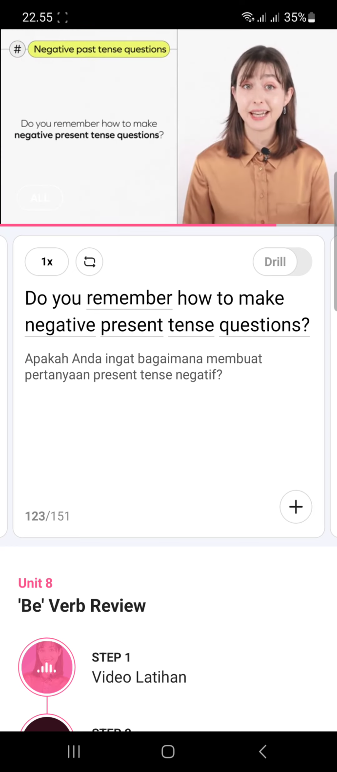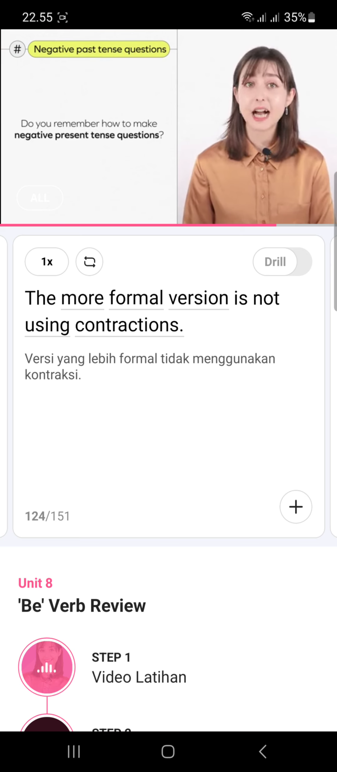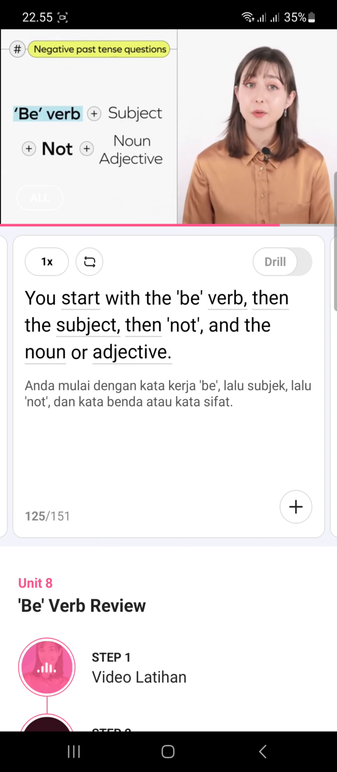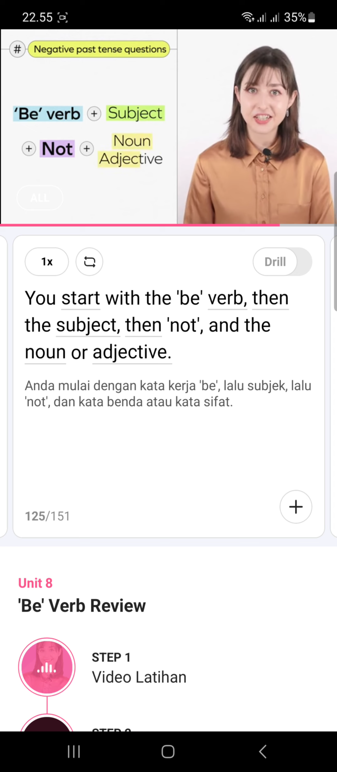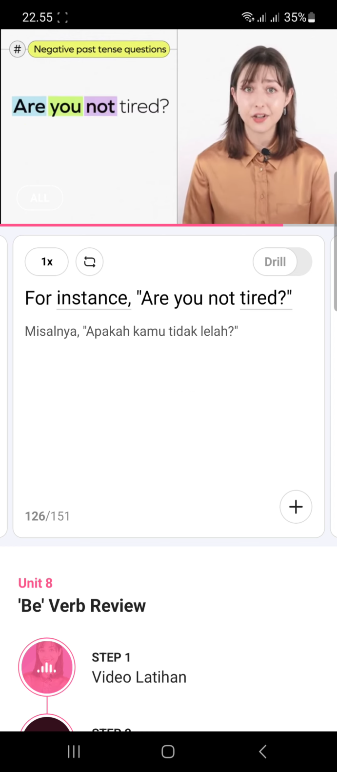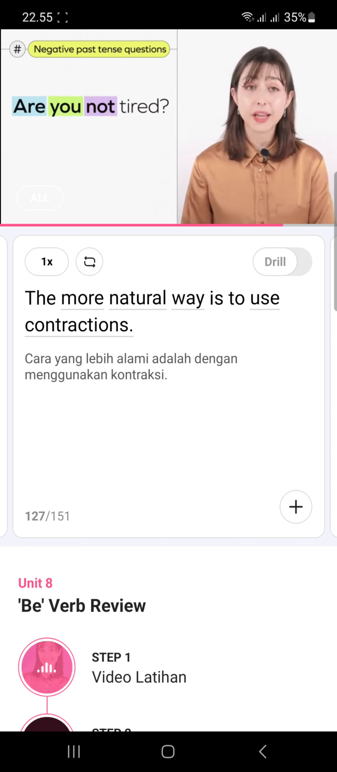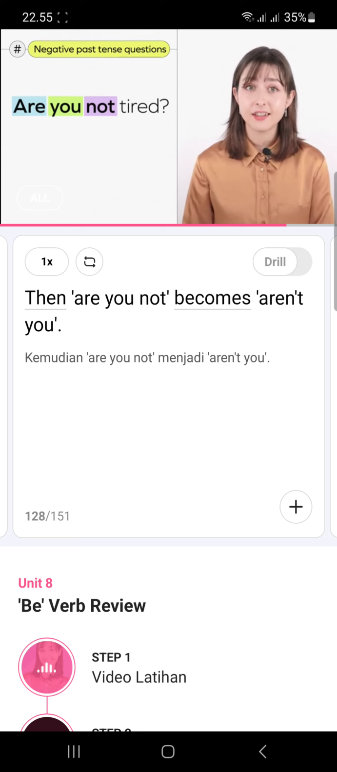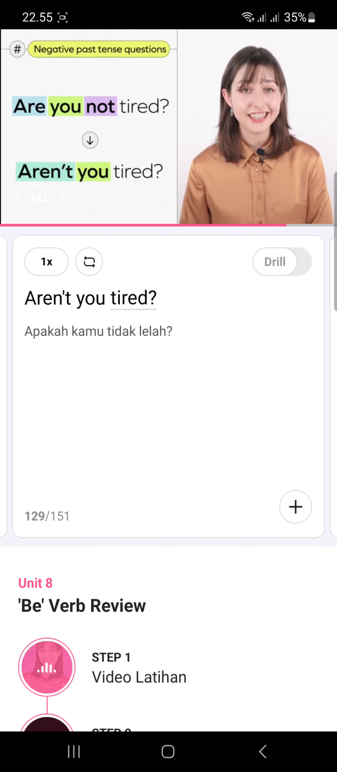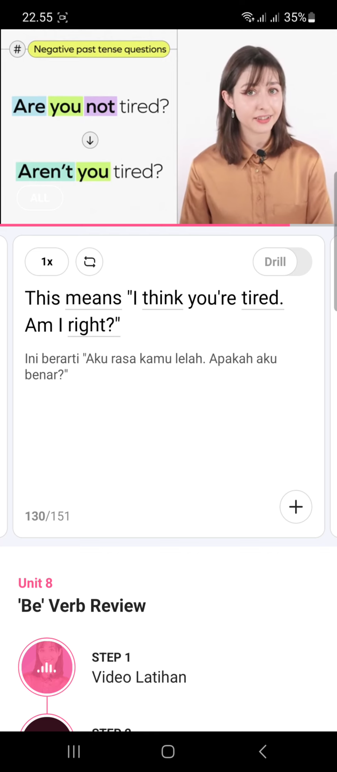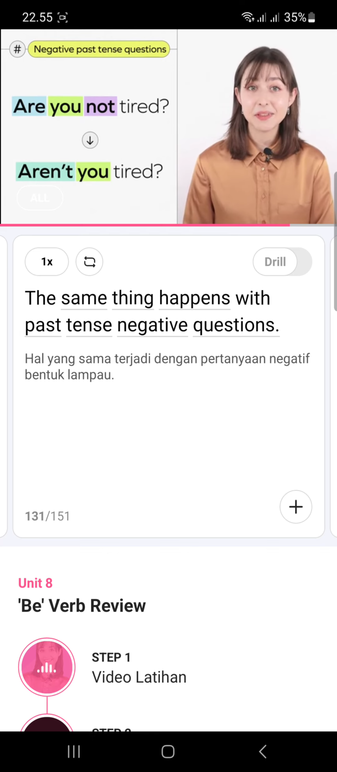Do you remember how to make negative present tense questions? The more formal version is not using contractions. You start with the be verb, then the subject, then not, and the noun or adjective. For instance, are you not tired? The more natural way is to use contractions. Then are you not becomes aren't you? Aren't you tired? This means I think you're tired. Am I right? The same thing happens with past tense negative questions.